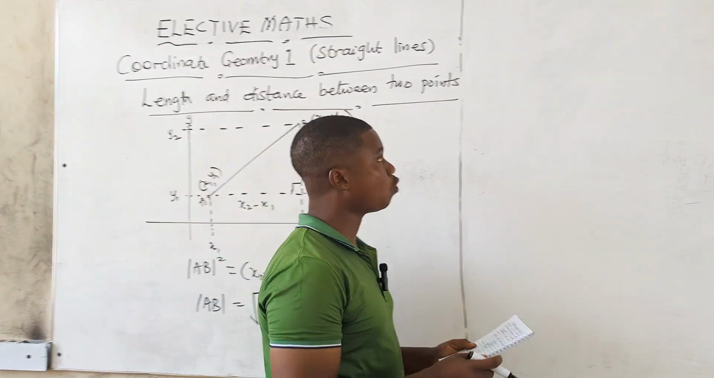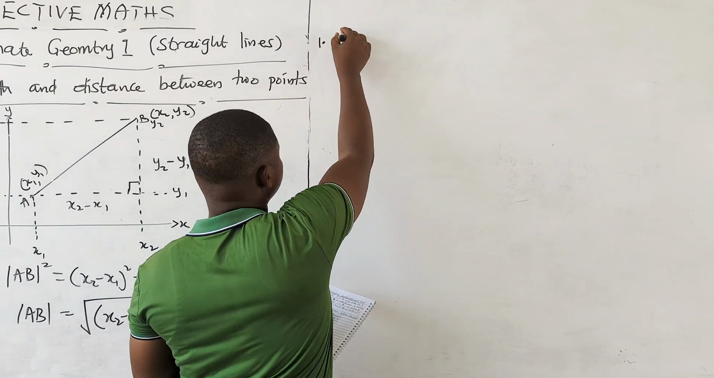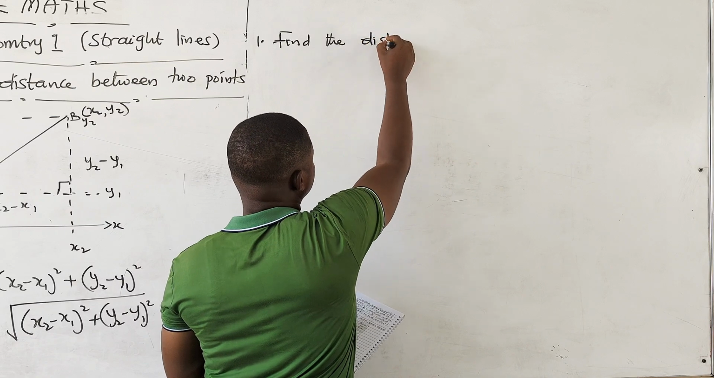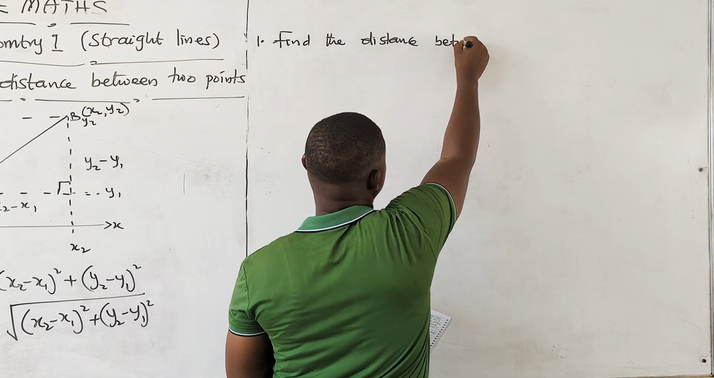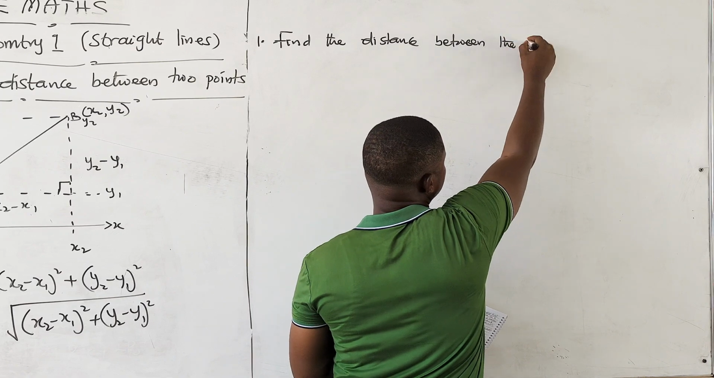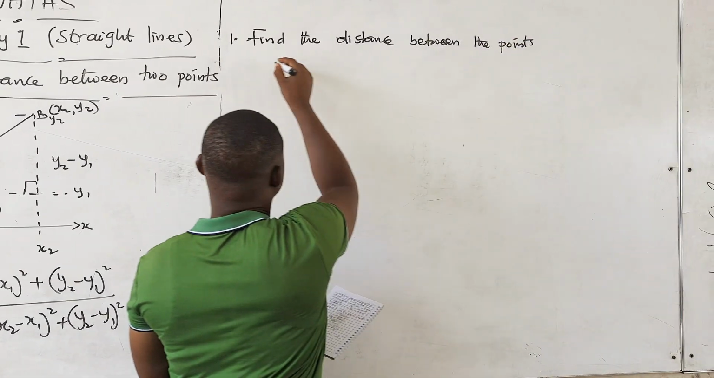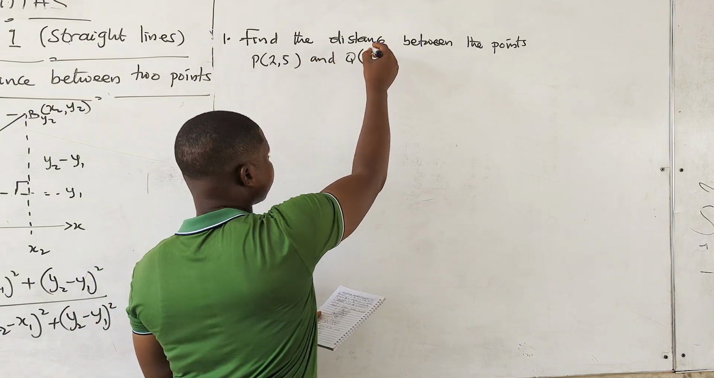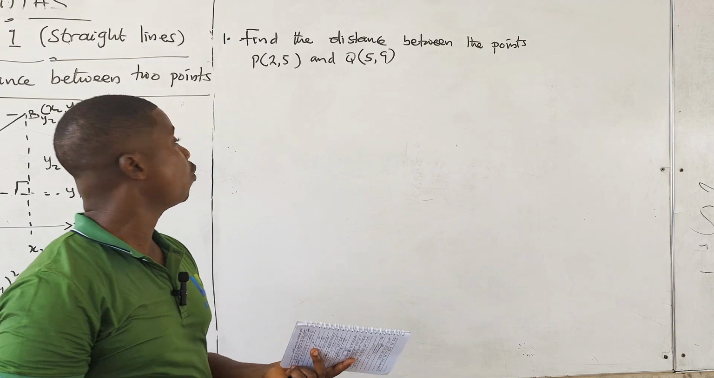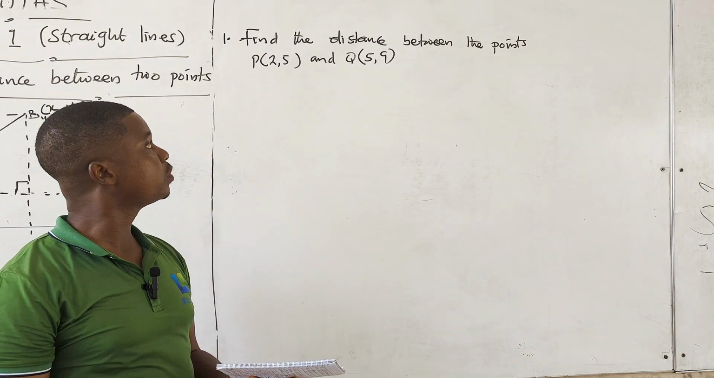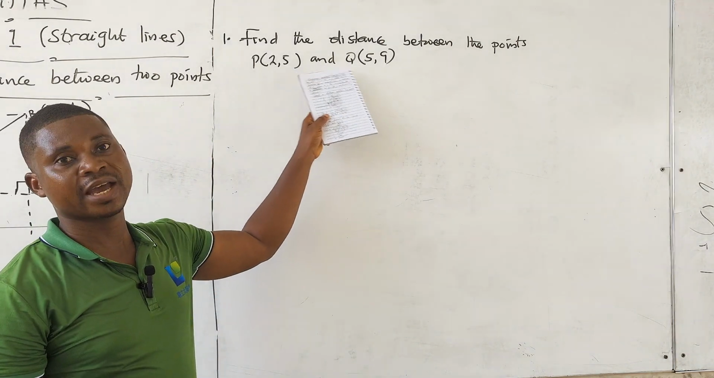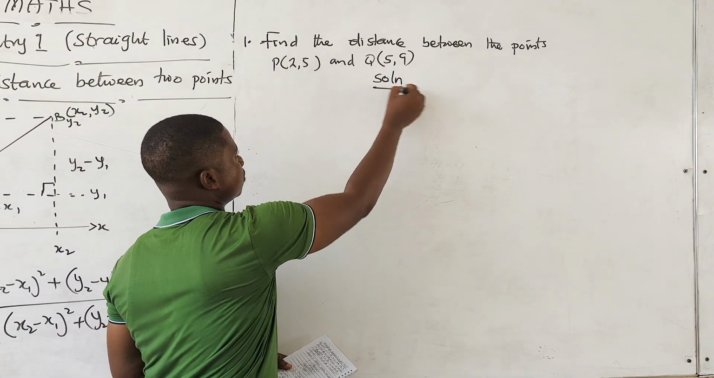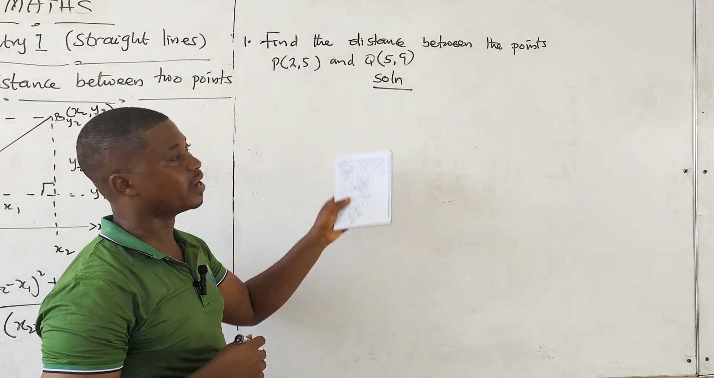So the first example, example 1. Find the distance between the points P(2, 5) and Q(5, 9). So we are asked to find the distance between the points P(2, 5) and Q(5, 9). We know our P is 2, 5 and our Q is 5, 9.